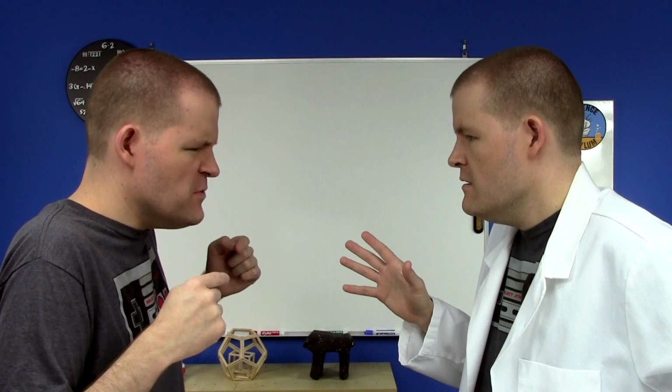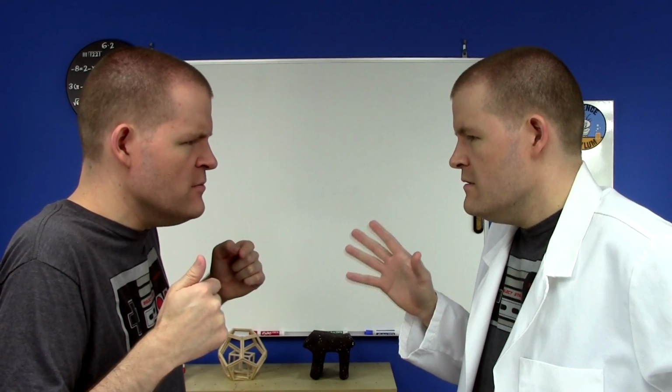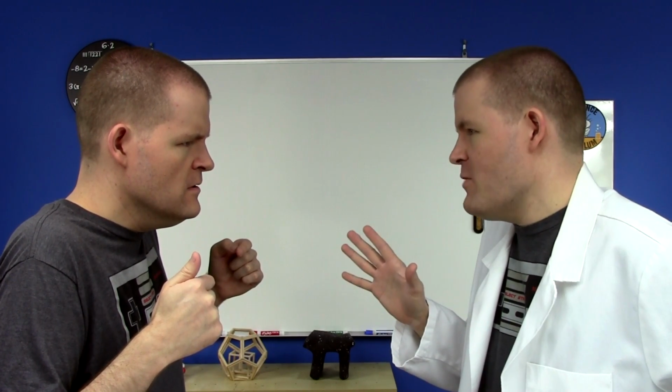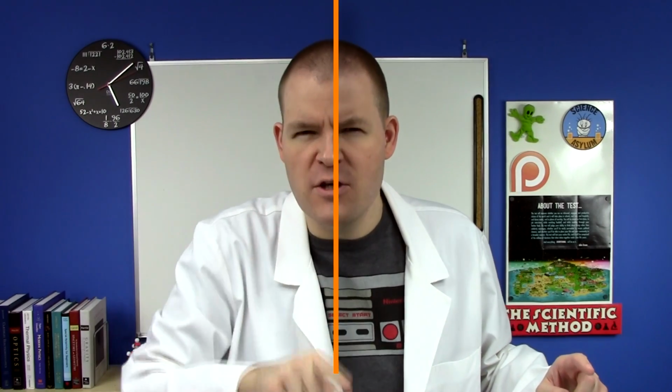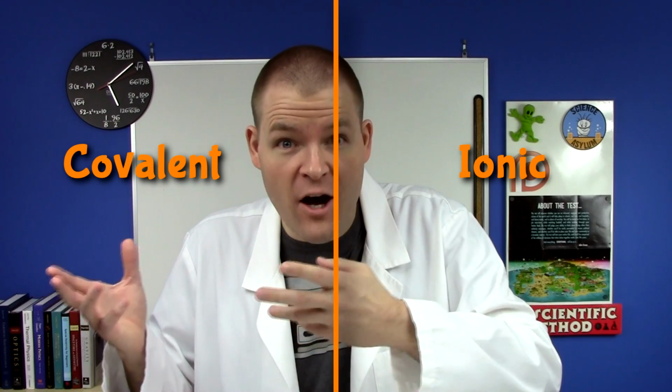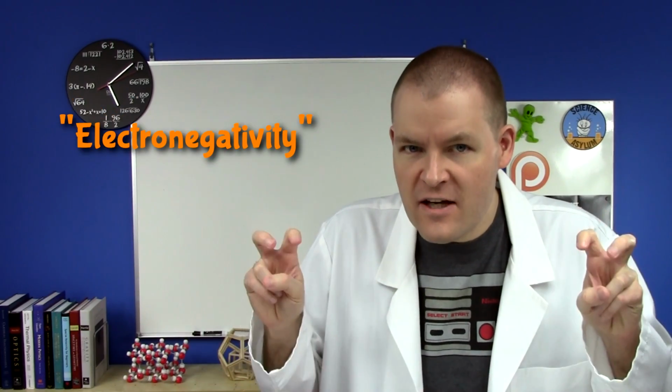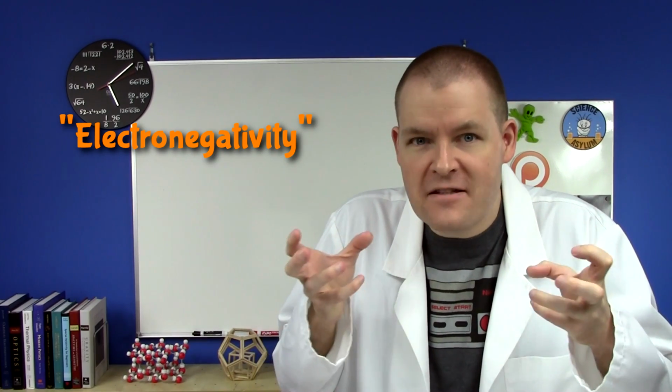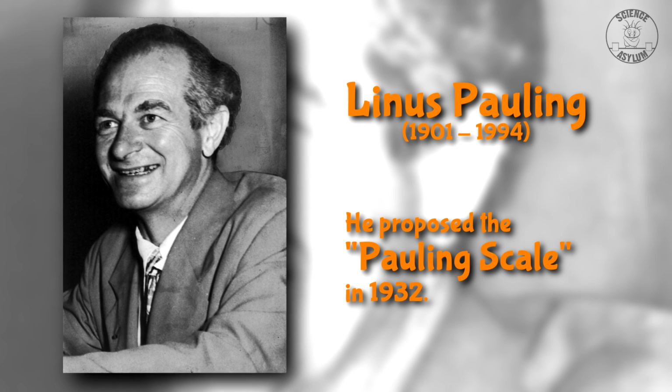So an ionic bond is when they spend all of their time on the other atom? No, well, that's not entirely true either. There's no clear line you can draw between types of bonds. Some are just more covalent and others are just more ionic. It comes down to something we call electronegativity, which measures how well an atom can attract electrons. The scale that's usually used was proposed by Linus Pauling in 1932.